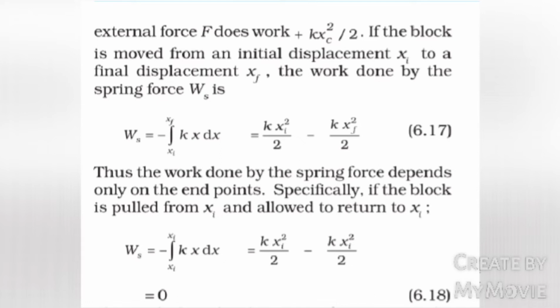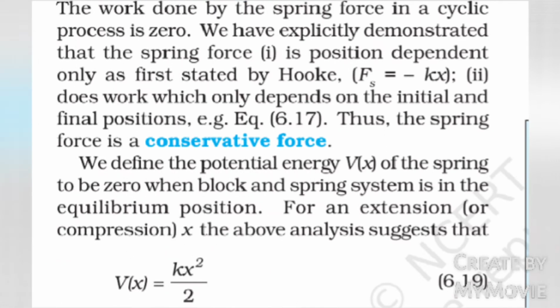Specifically, if the block is pulled from xi and allowed to return to xi, Ws equals minus integral xi to xi kx dx, which equals k xi square by 2 minus k xi square by 2, which equals 0. The work done by the spring force in a cyclic process is 0. We have explicitly demonstrated that the spring force, 1, is position dependent only, as first stated by Hooke, Fs equals minus kx. 2. Does work which only depends on the initial and final positions. Example, equation 6.17. Thus, the spring force is a conservative force.